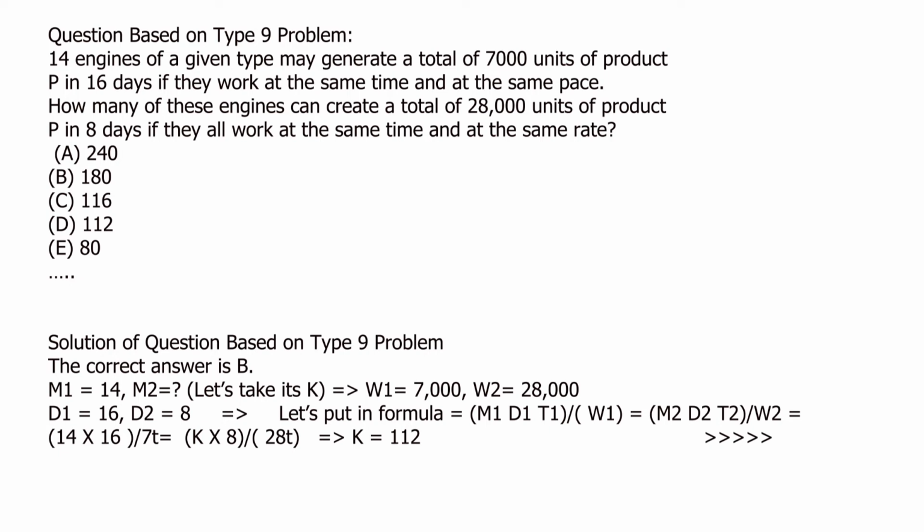So M1 is equal to 14, M2 is what? Let's take K. W1 is given 7,000 and W2 is what? 28,000. D1 is what? 16 and D2 is what? 8. We'll put the formula and then we can get the answer 112.